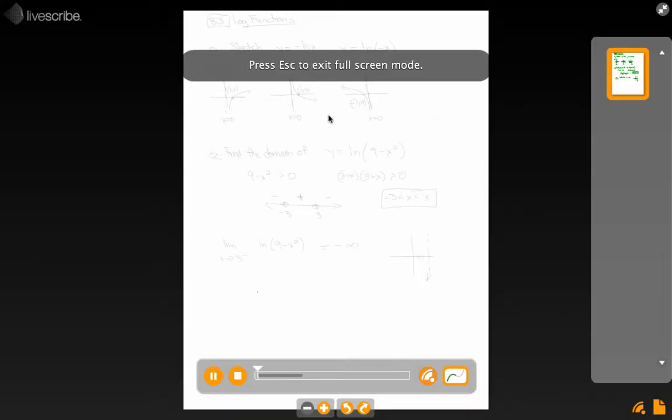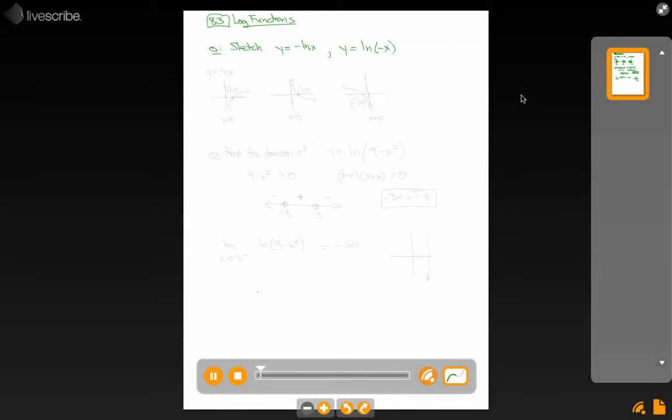This comes out of section 8.3, logarithmic functions. We're asked to sketch y equals negative ln x and y equals ln of negative x. Really just a review of your transformations, reflections a little bit. If you start off with y equals ln x without transforming it, it looks something roughly like that.